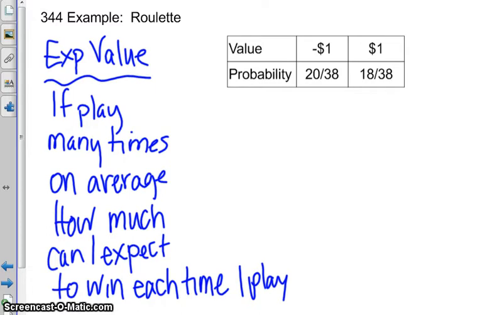Now, there are 38 spots on the roulette wheel. You have 2 green, 18 red, 18 black. Let's say you win if it lands on red. Now notice, again, I want to put it down as x equals.